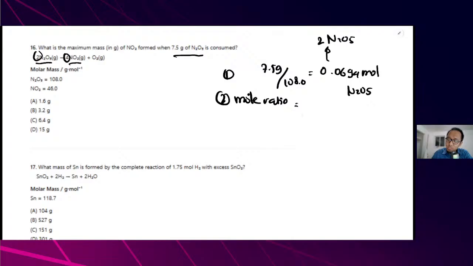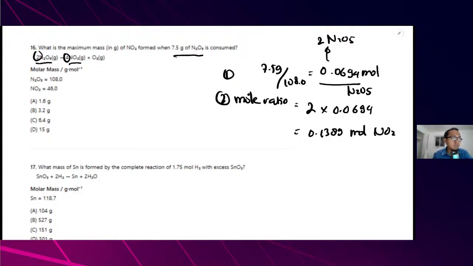So the mole ratio here is 2, so we just multiply by 2, because 4NO2 has 4 while N2O5 has 2. So we multiply this mole amount, 0.0694, by 2 and end up with 0.1389 mole NO2.